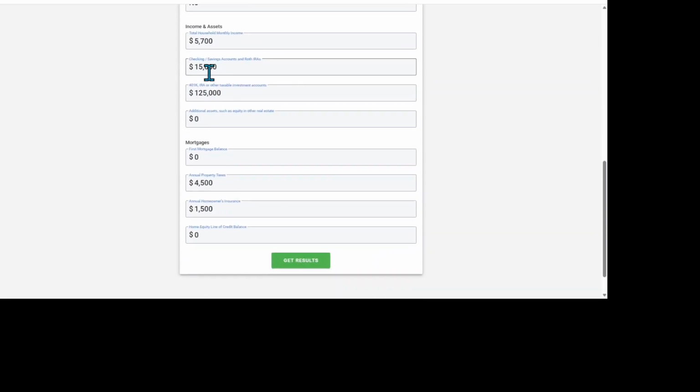In terms of income and assets, they've got $5,700 a month of gross income. $15,000 is in their checking and savings accounts, and they've got $125 in IRAs. Those are all the financial assets they have. They have no mortgage right now. They're free and clear, so they're paying their annual property taxes of $4,500 per year on their own, plus their homeowner's insurance of $1,500 a year. And they have no other liens on the property.